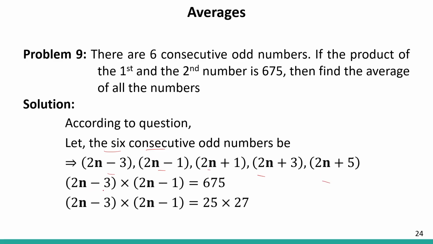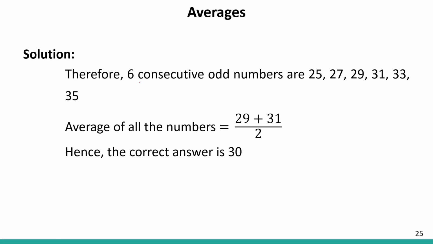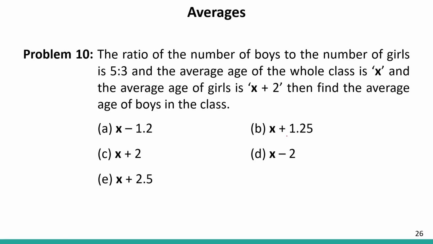Okay. So (2n minus 3) into (2n minus 1) is equal to 675. So this will be equal to 25 into 27, right? So the 6 consecutive numbers are 25, 27, 29, 31, 33 and 35. So the average of all the numbers will be what? 29 plus 31 by 2. Because their common difference is the same, we can use the arithmetic progression. And how can we evaluate its average? We can add the middle two terms and divide it by 2. That is equal to 30 in this case.